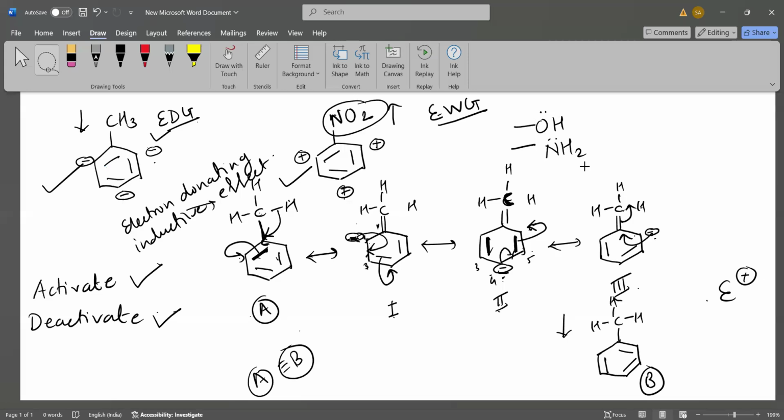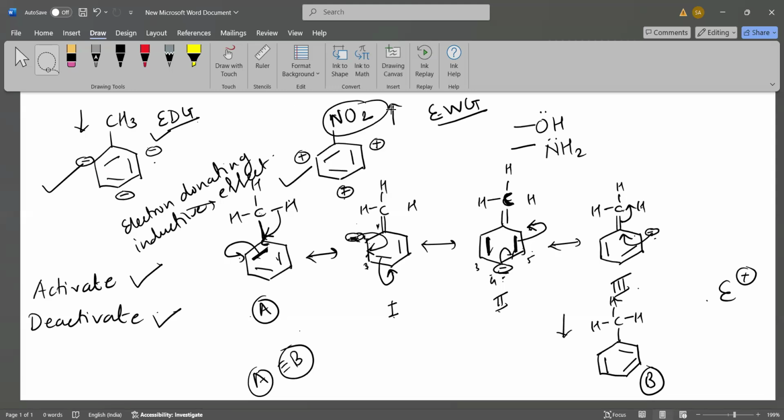So these all are what? Electron donating. Any group which can donate electrons to the ring is an electron donating group. And the one which can withdraw electrons from the benzene ring, that is an electron withdrawing group. Ma'am, can you give us a few examples of electron withdrawing? Nitro group is there, right? No, it is withdrawing. This NO2 is withdrawing, but NH2 is donating.